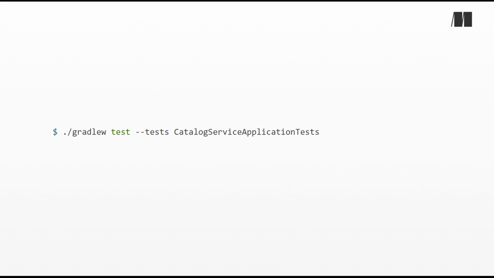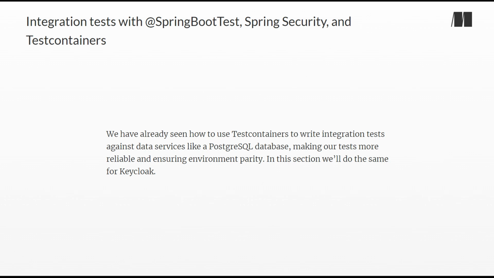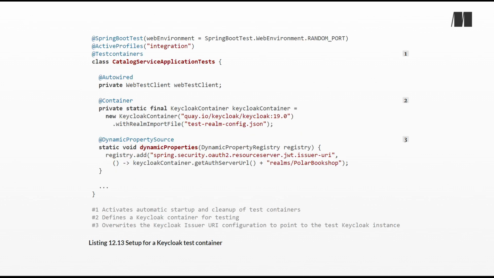We have already seen how to use Testcontainers to write integration tests against data services like a PostgreSQL database, making our tests more reliable and ensuring environment parity. In this section, we'll do the same for Keycloak. Let's start by configuring a Keycloak container via Testcontainers. Open the CatalogServiceApplicationTests class and add the following setup. Listing 12.13. Setup for a Keycloak test container.